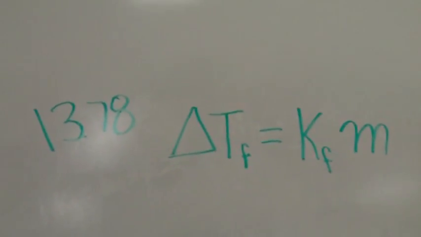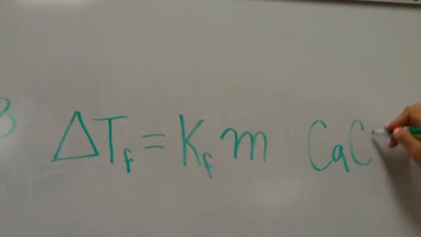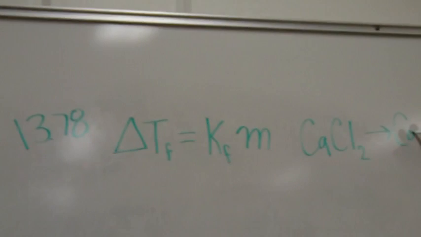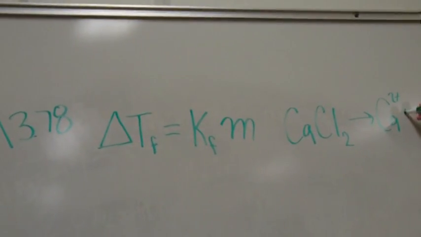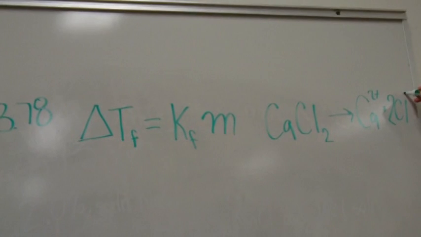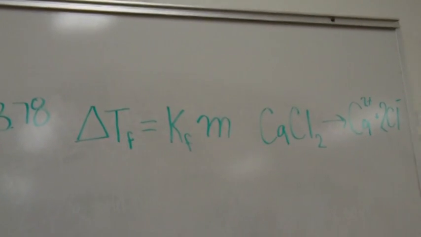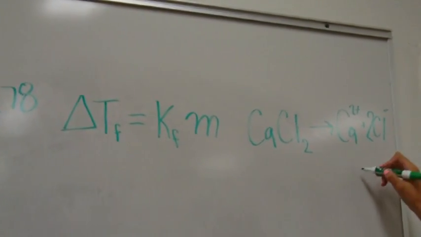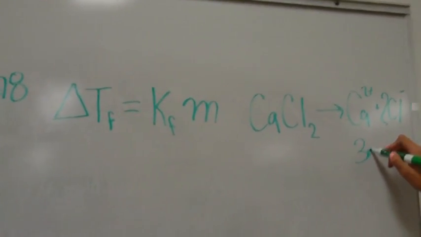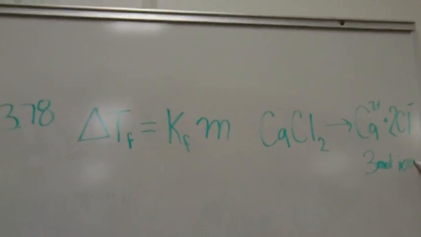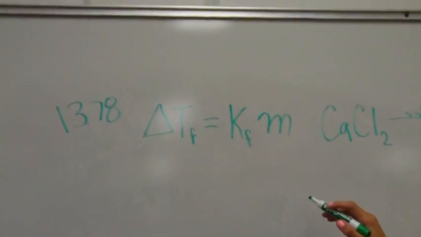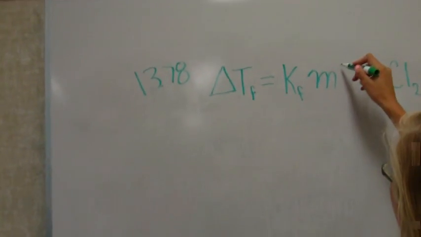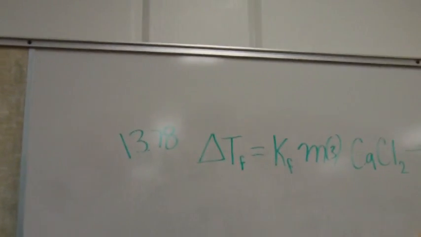The solution we're working with is calcium chloride, which dissociates into calcium ions and 2 moles of chloride ions. You can just tell that from the way the ions are. So in all there's 3 moles of ions. So we're also going to have to multiply everything by 3 in our problem.